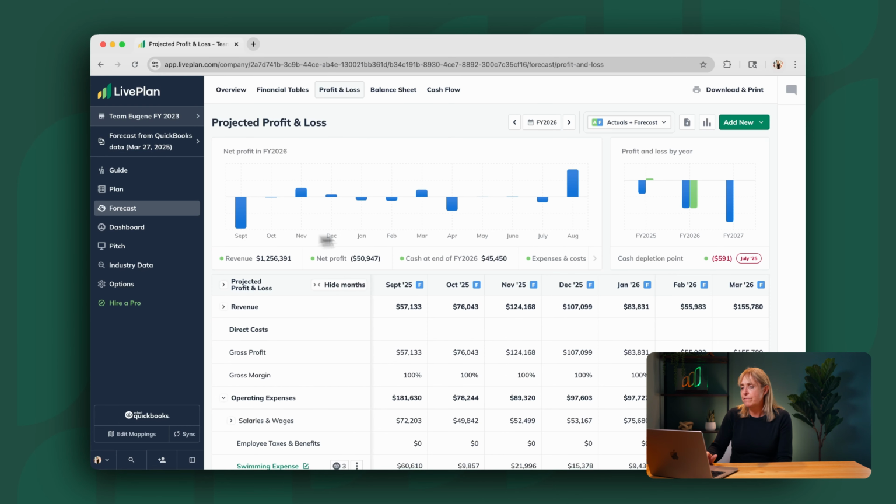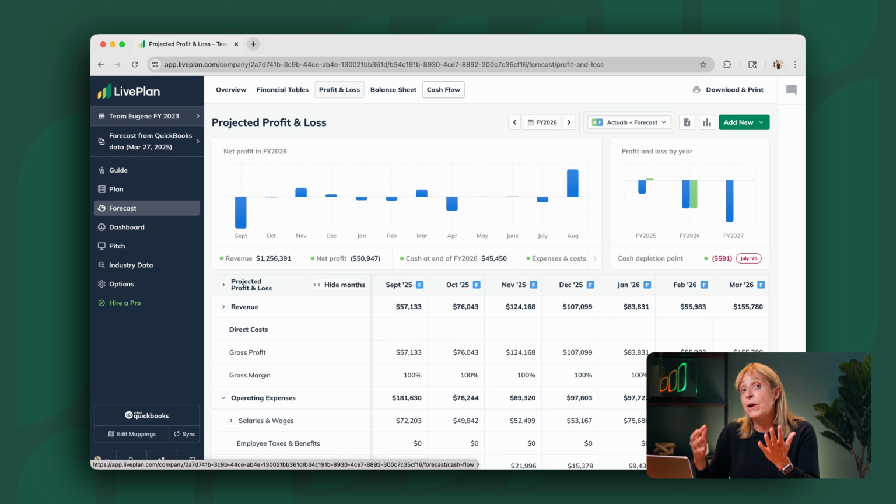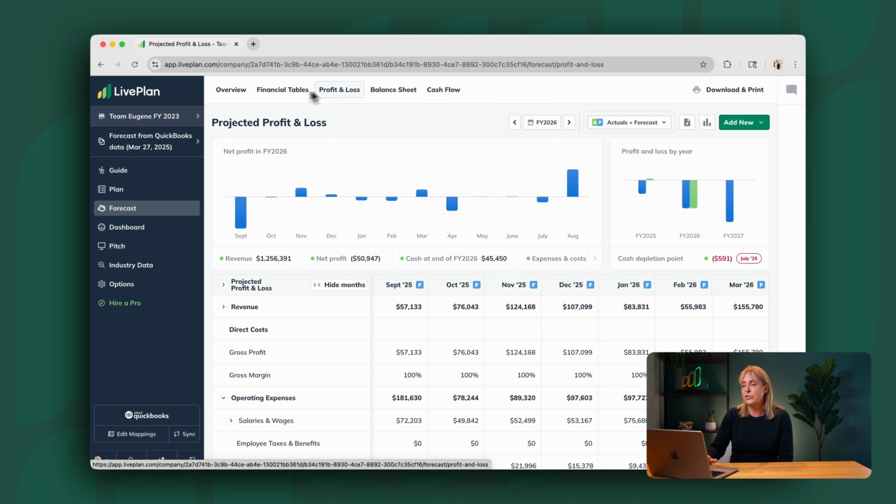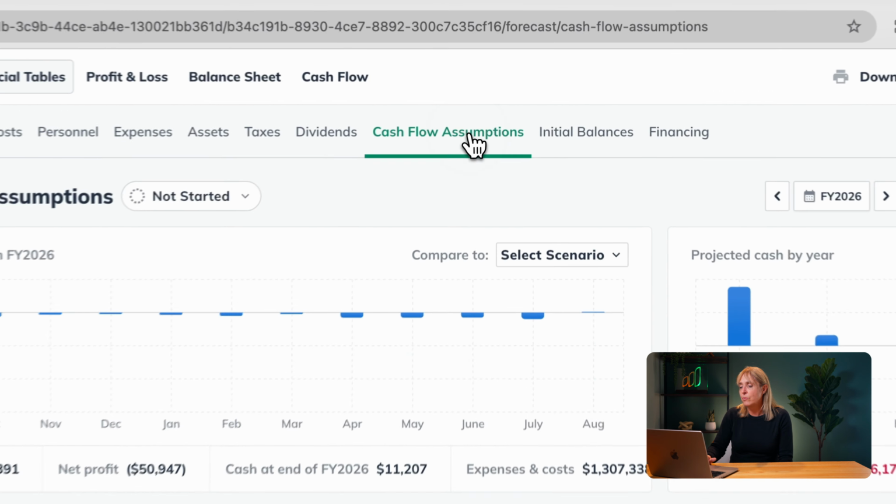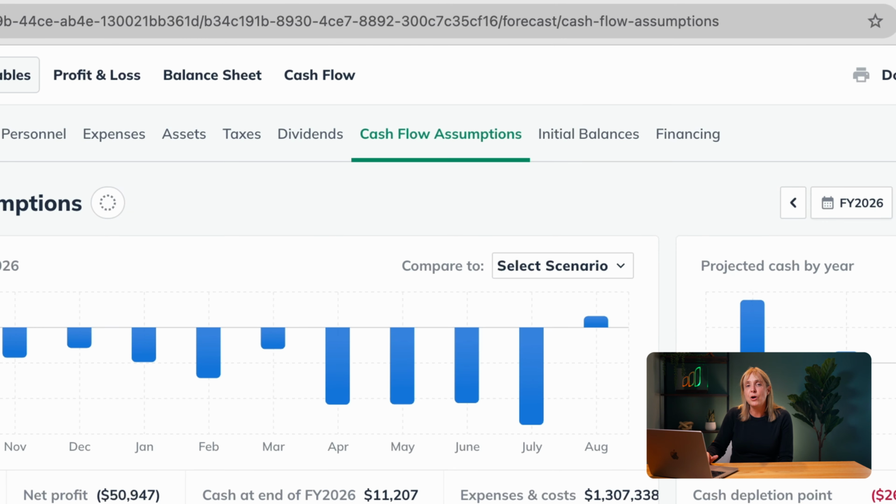So we go to LivePlan and we can see that we've got a forecast, and this forecast has a profit and loss, a balance sheet, and a cash flow. These are all forecast statements. These are not actuals, but with LivePlan, we've actually brought some actuals in and we can compare them, which is really cool.